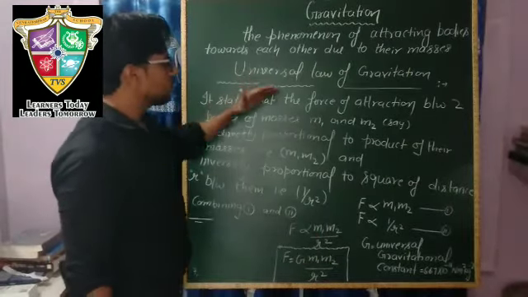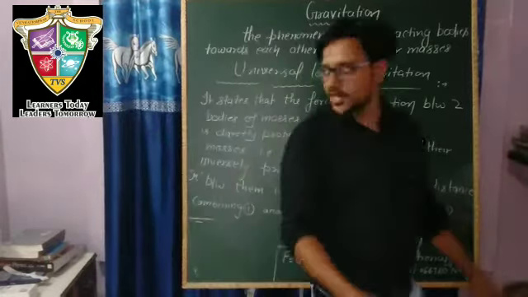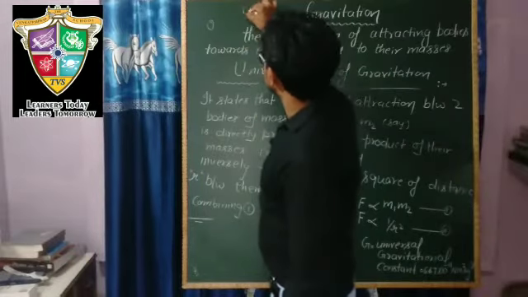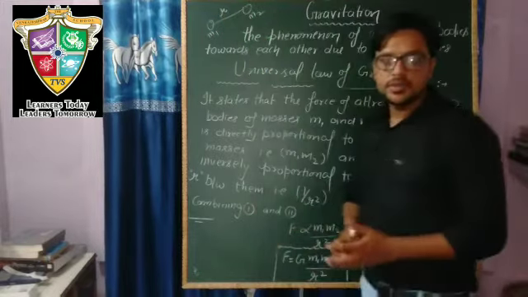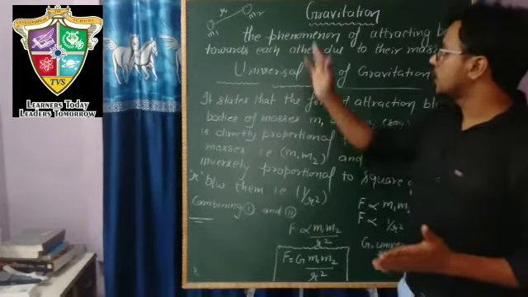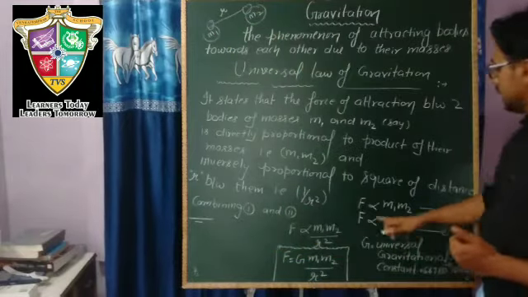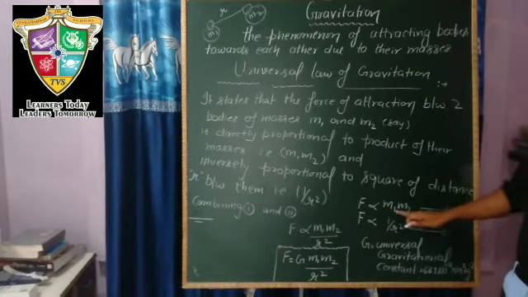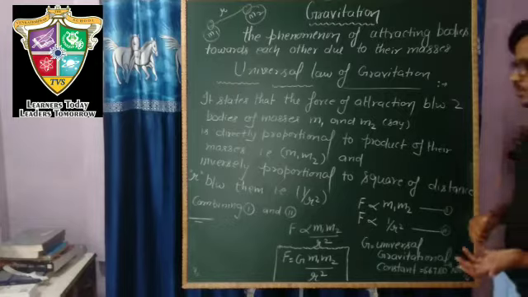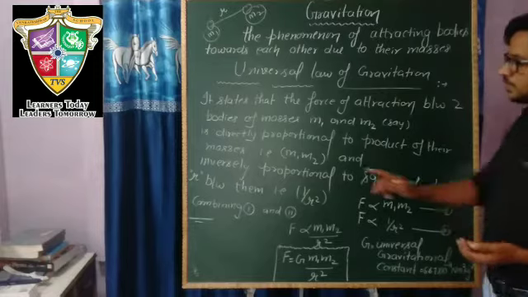It states that the force of attraction between two bodies of mass m1 and m2, say there are two bodies, this is m1 and this is m2, and their centers are separated by a distance, say r. Then the force between them is directly proportional to the product of these masses, F is proportional to m1 m2, and also this force is inversely proportional to the square of the distance between them.